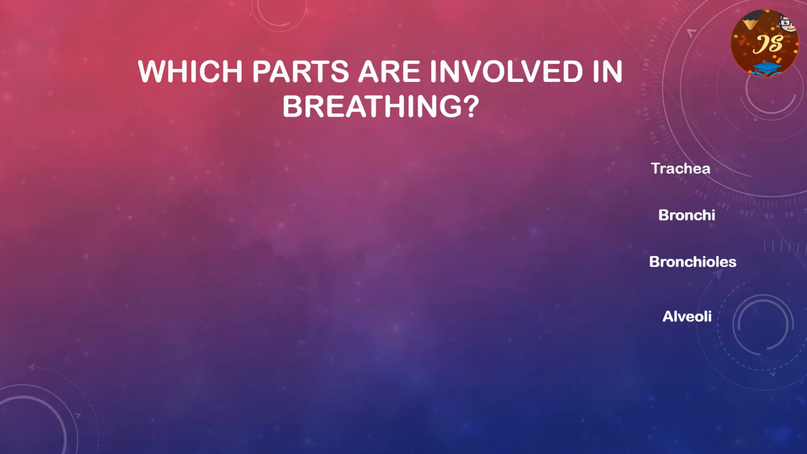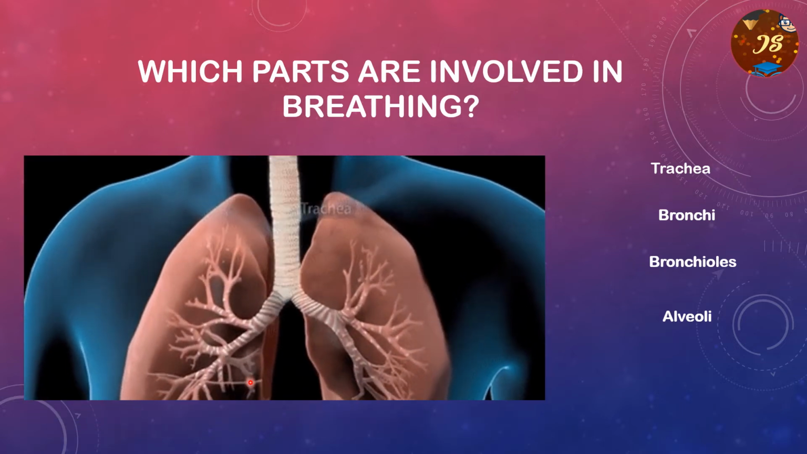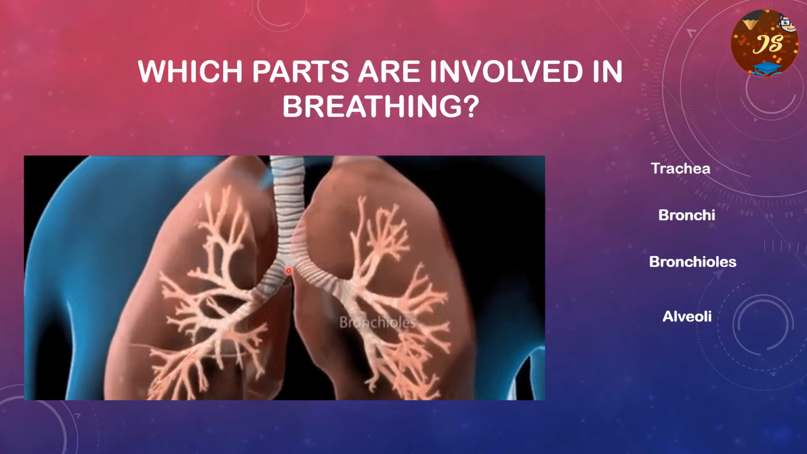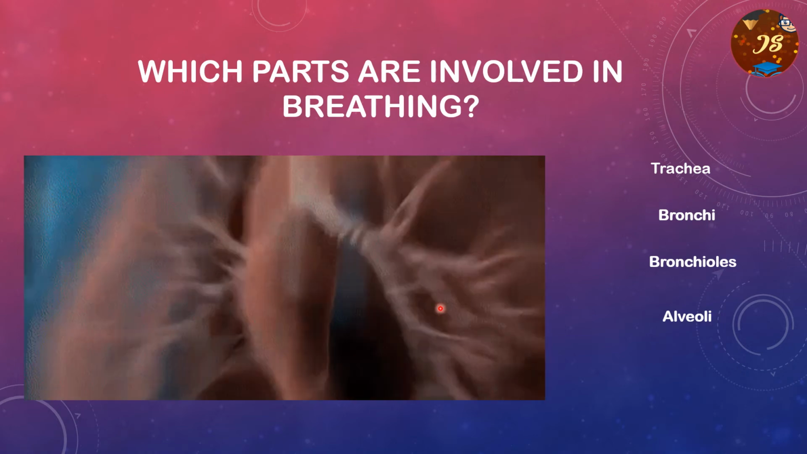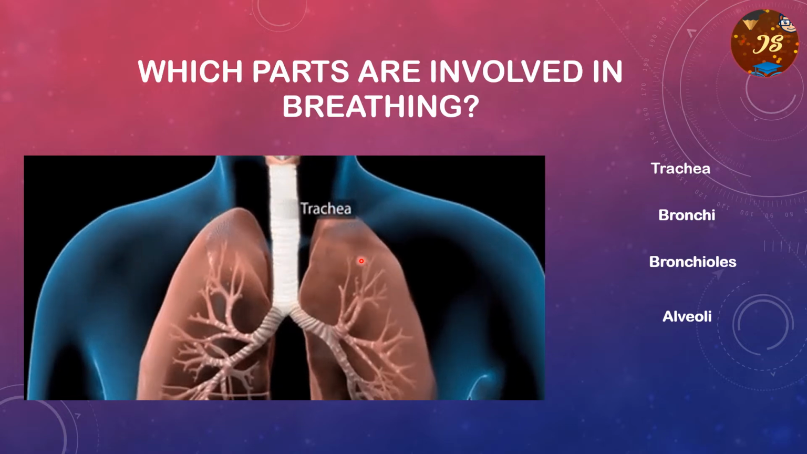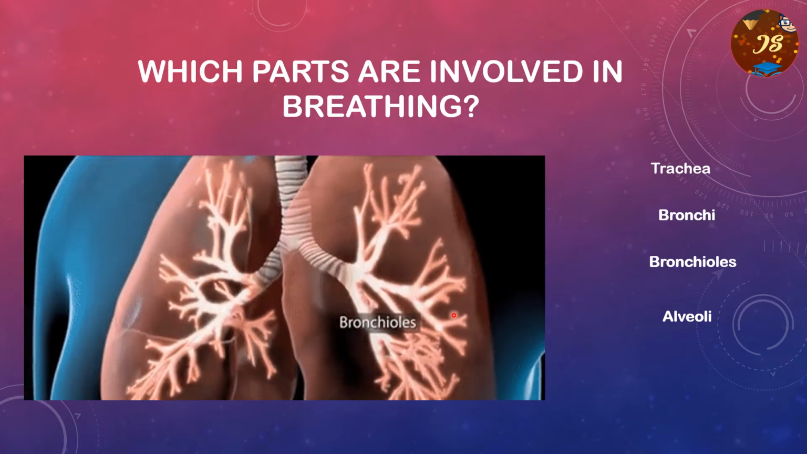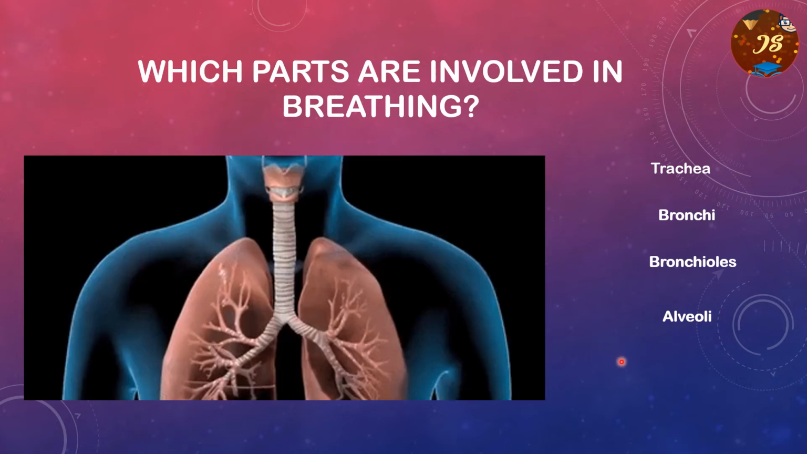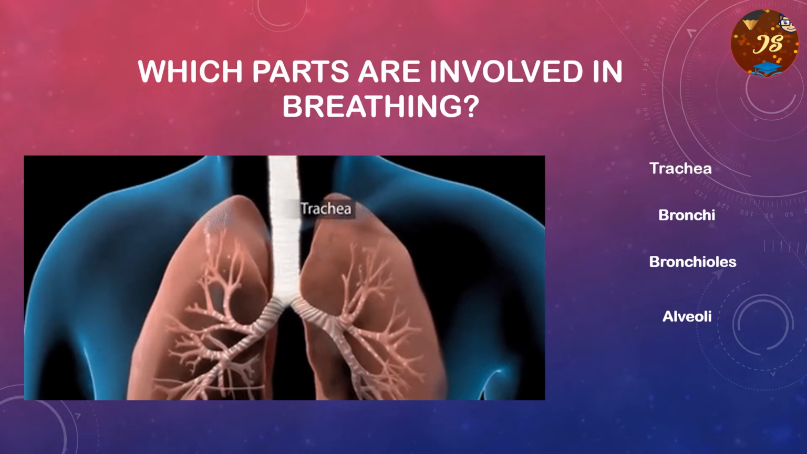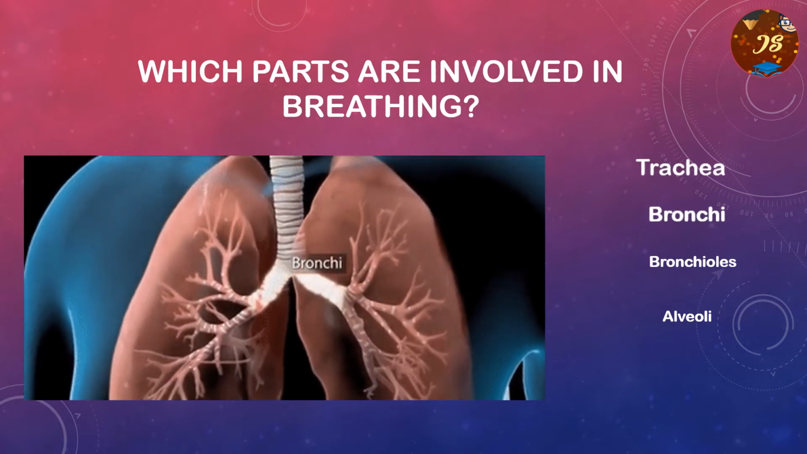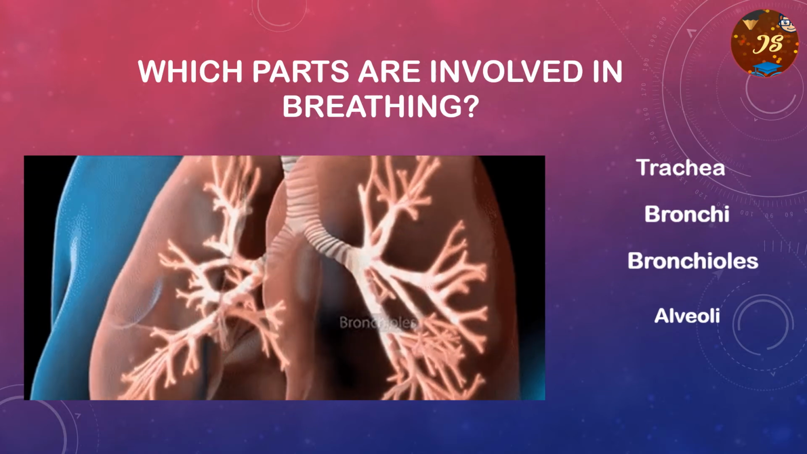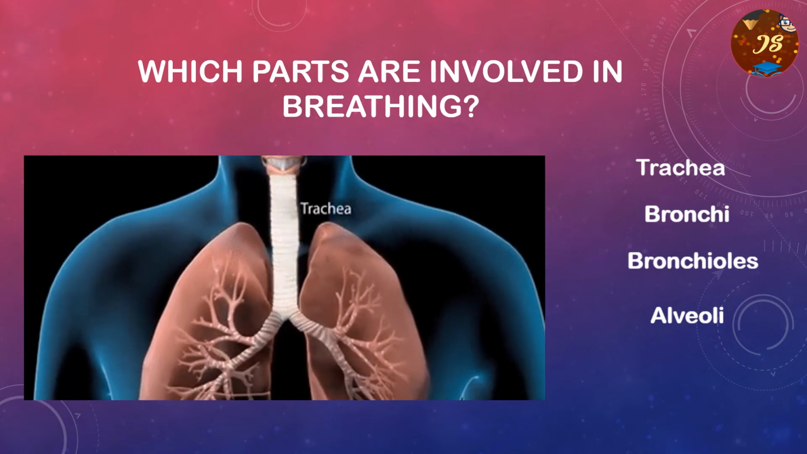Next, we will understand which parts are involved in breathing. We can see here the trachea, bronchi, bronchioles, and alveoli. These are the four major parts involved in breathing. Let's see the parts. This is the tracheal part, then comes the bronchi part. This is the branch of the bronchi, that is the bronchiole part. And lastly, this is the alveoli. Let's see once more. Trachea, then bronchi, then bronchioles, and here are the alveoli. So, trachea, bronchi, bronchioles, and alveoli are the four major parts involved in the procedure of breathing.